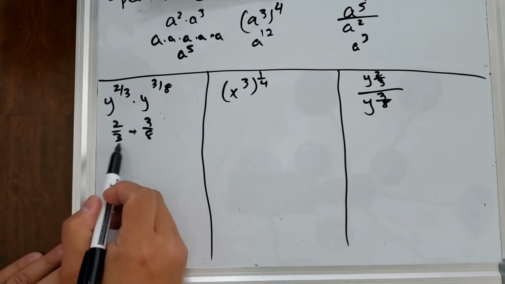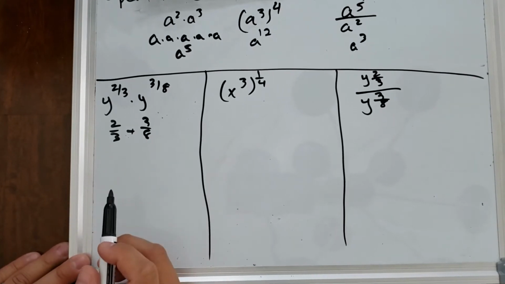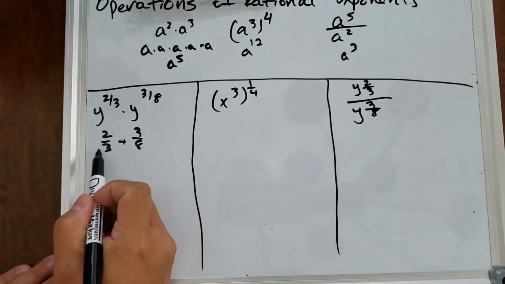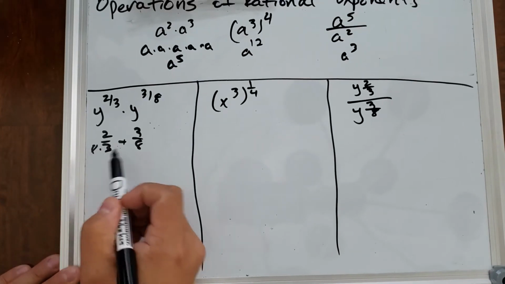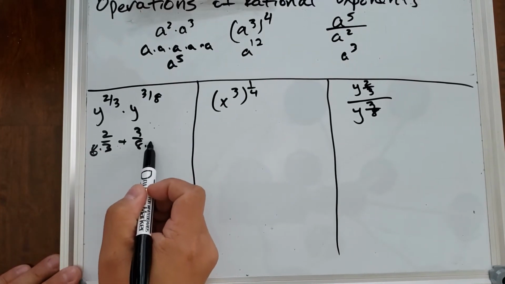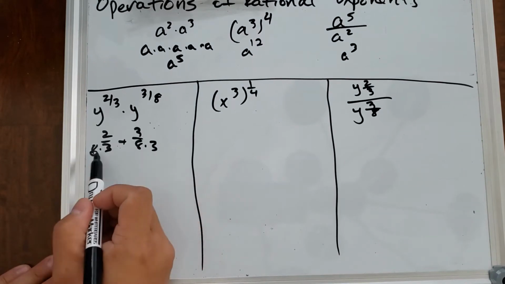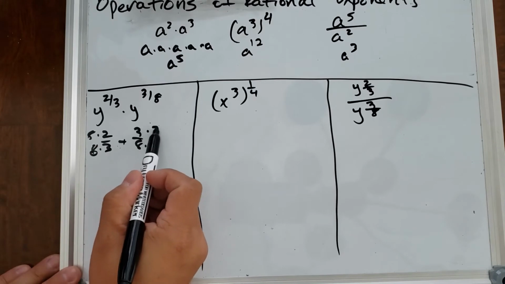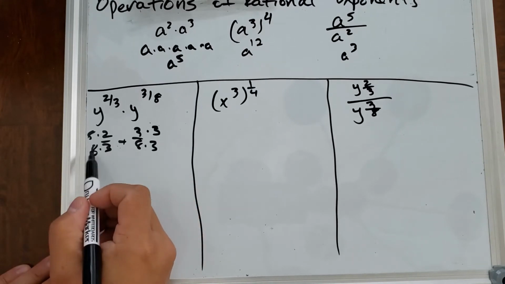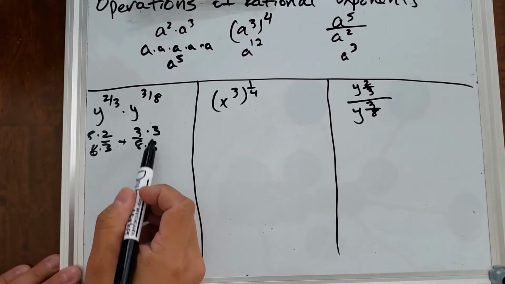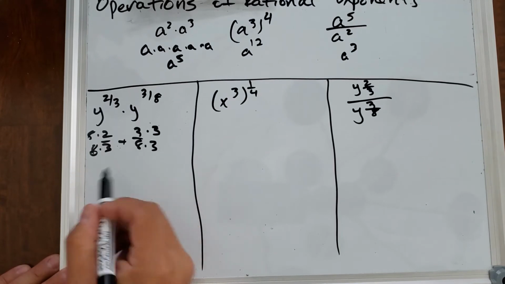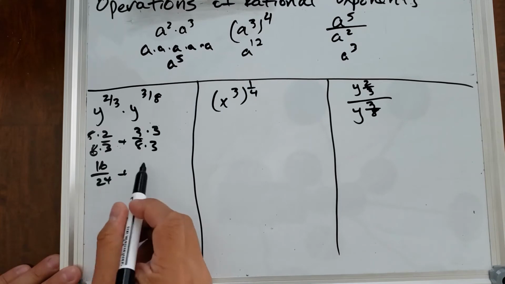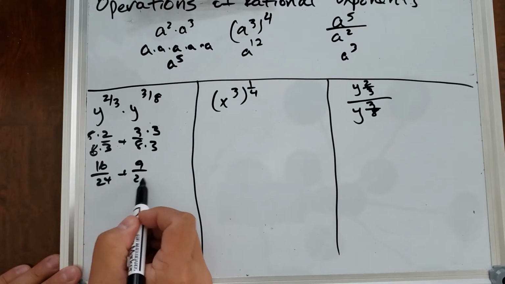So I need to think of a number that 3 and 8 can both become. Well, they can both become 24. I can multiply this one by 8, right? And this one by 3, and that'll make both these bottoms 24. But remember, whenever you multiply the bottom, you also have to multiply the top by the same number. So this one I'm going to multiply by 8 on top and bottom. This one I'm going to multiply by 3 on top and bottom, right? So this will become 16 over 24 plus 9 over 24.